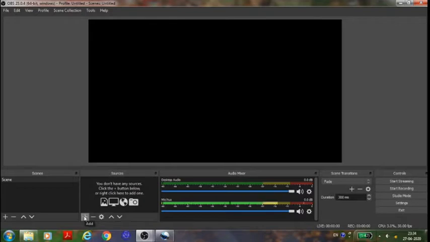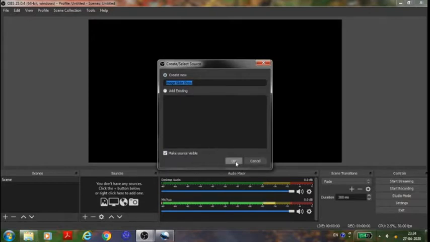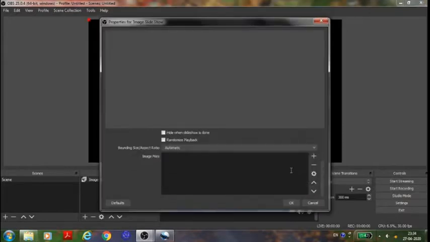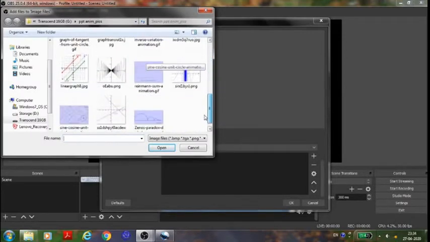I'm going to give you one lecture on the graph of the function. So let us start. Just click on the plus sign and choose image slideshow, and then you have to add images from this add files, whatever images you want to use, like PowerPoint presentation files.